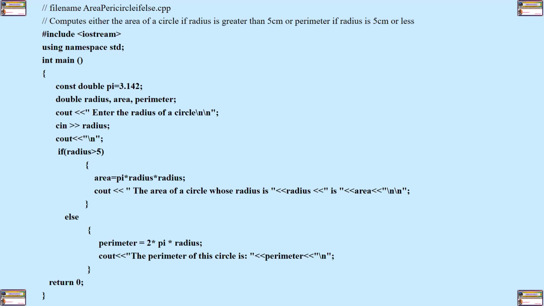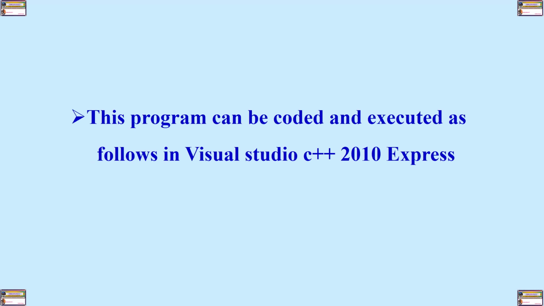So you can see we have the else part and the if part. If the condition is true, that block of statements will be executed, these ones. But if the condition is false, this block will be executed. Then return control back to the operating system and end the program. So this program that I've shown you can be coded and executed as follows in Visual Studio C++ 2010, and remember, you can still do it using any other version.